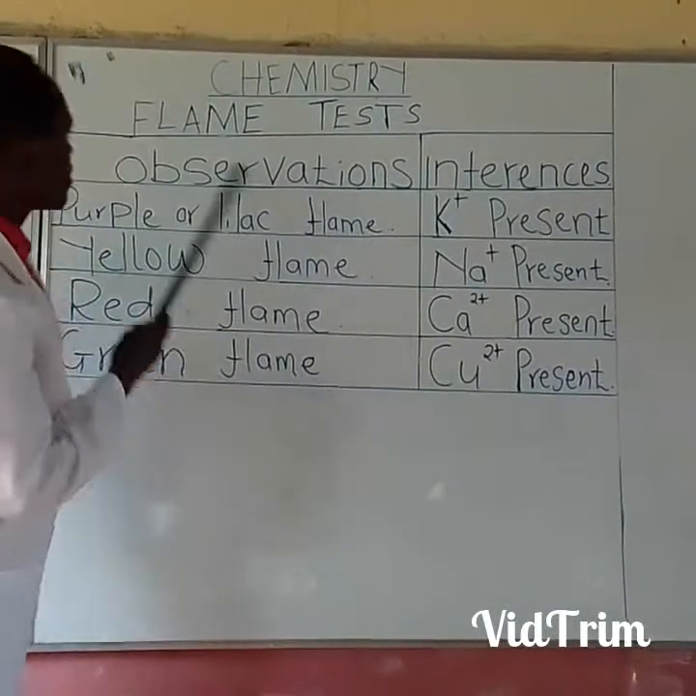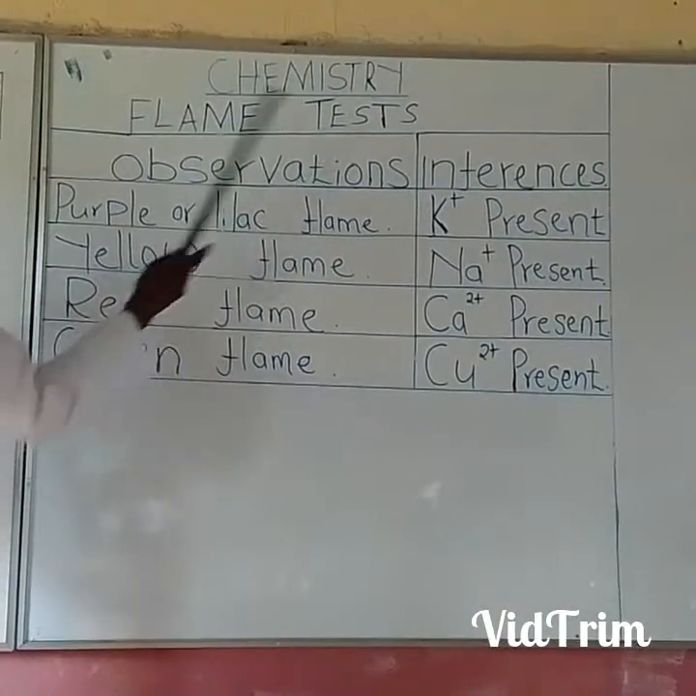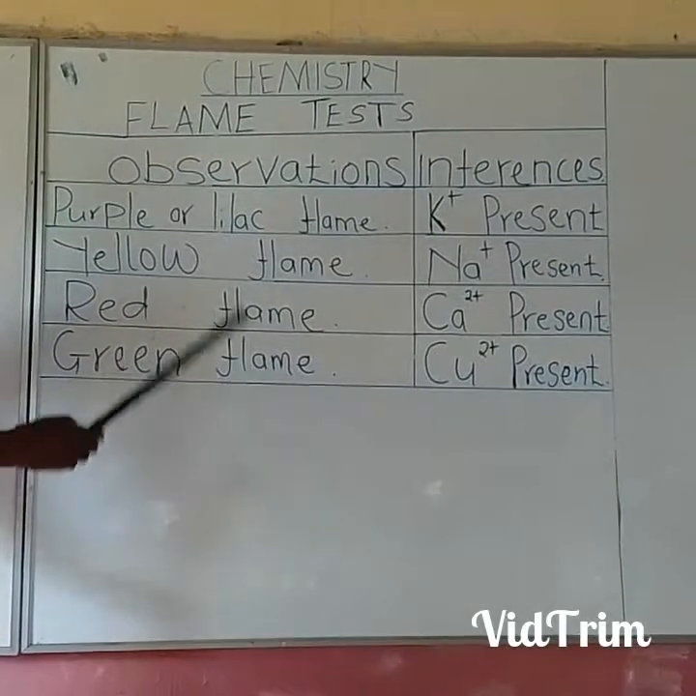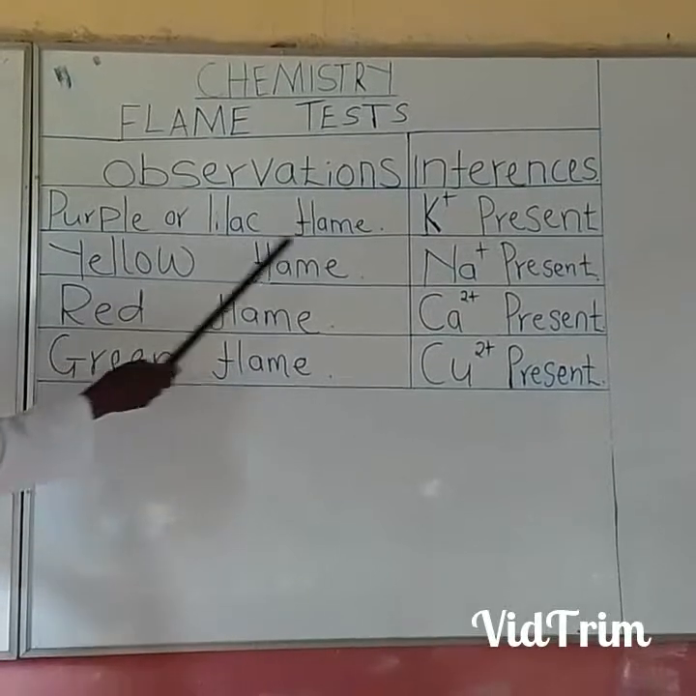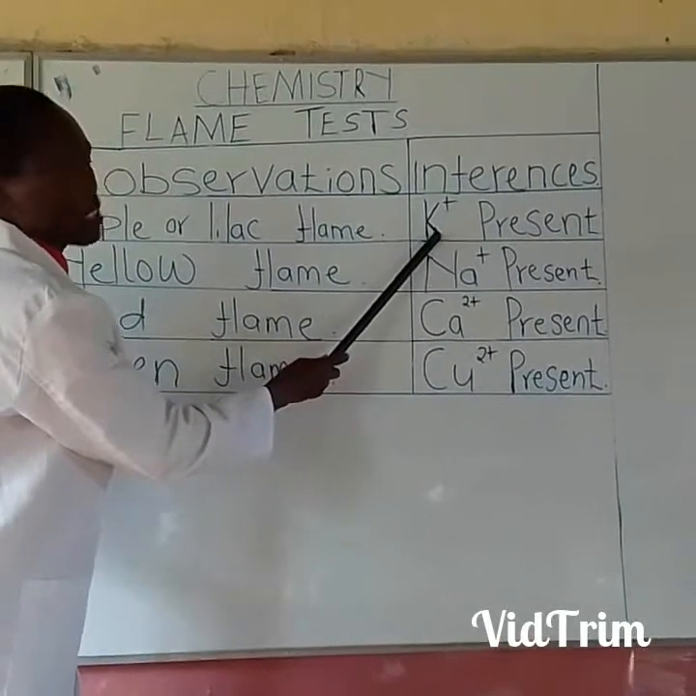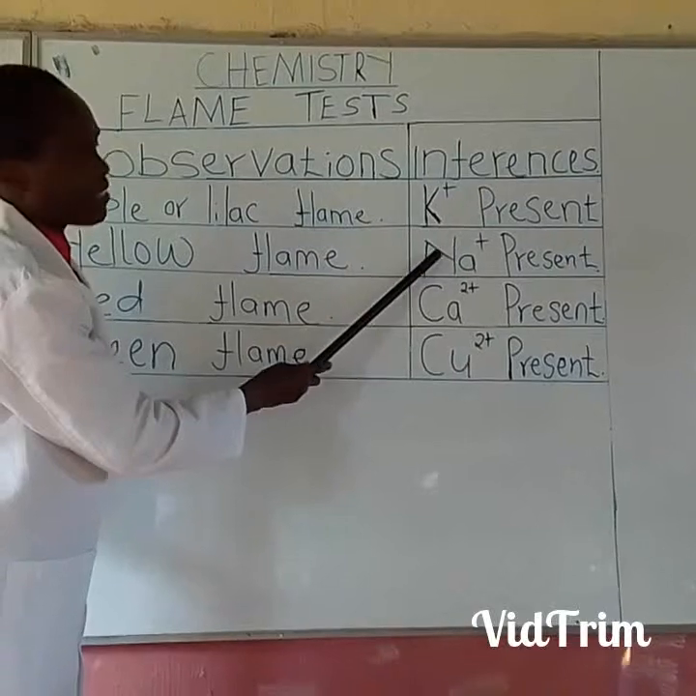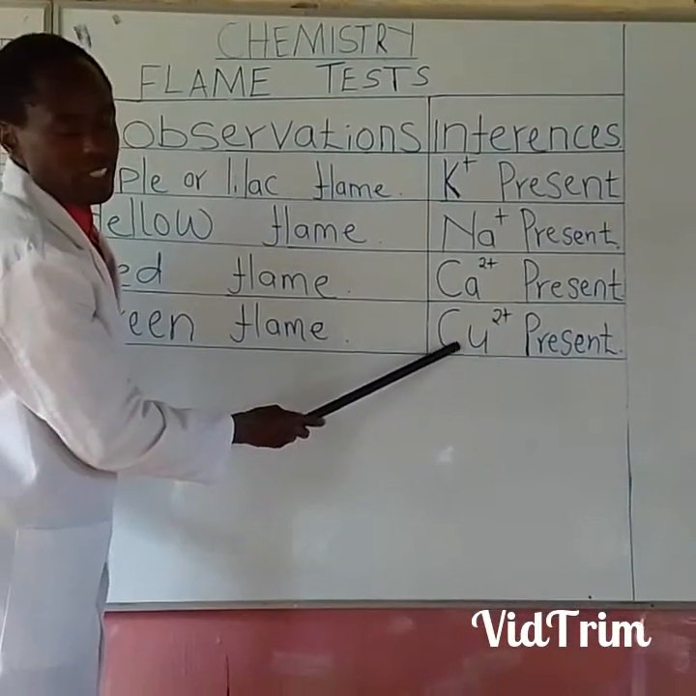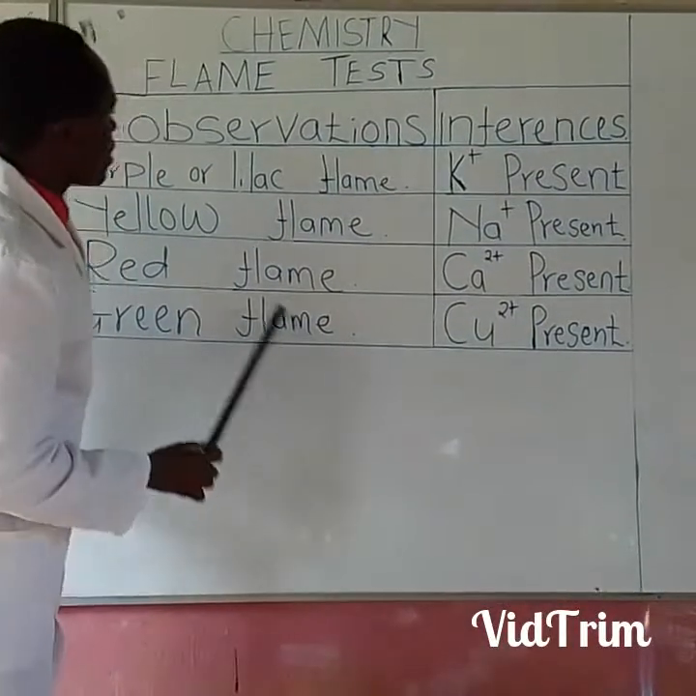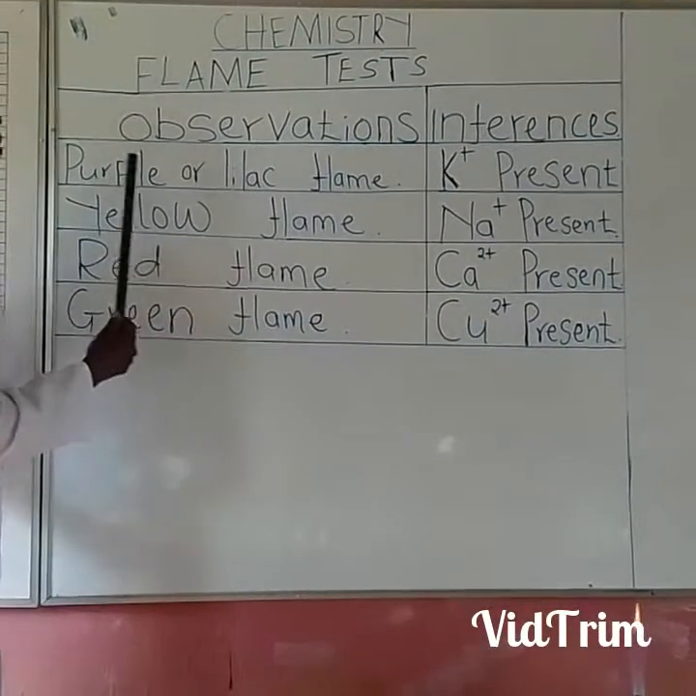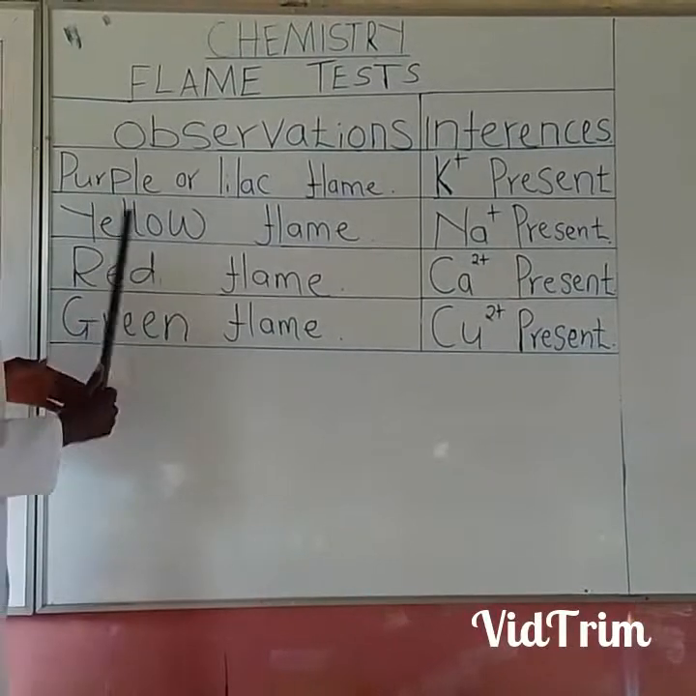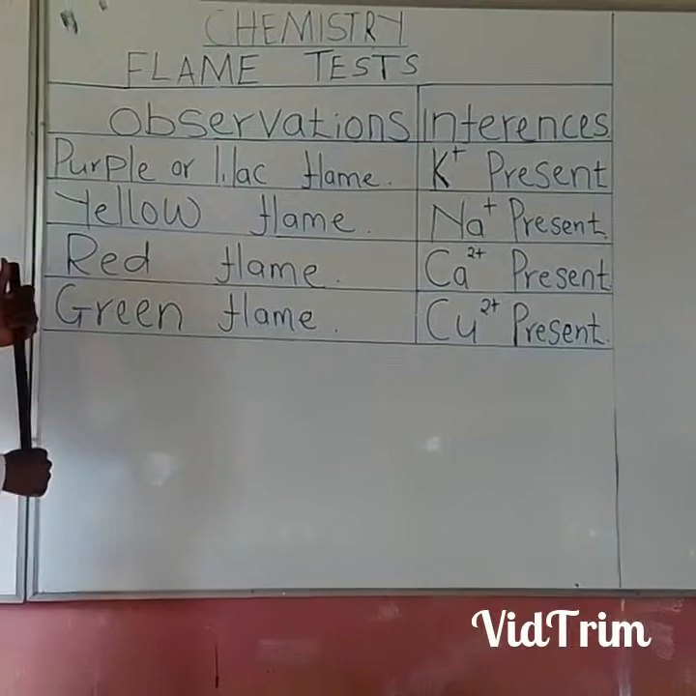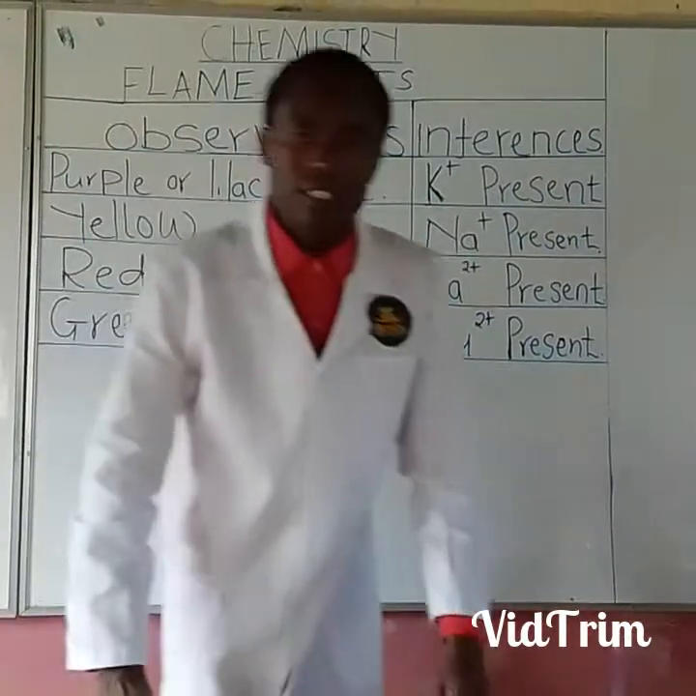Today we are going to discuss flame tests. Before we start the experiment, we are going to test for the presence of potassium ions, sodium ions, calcium ions, and copper ions. So we will be confirming from our table here where we have the observations and the inferences.